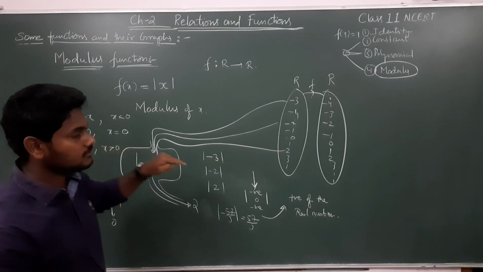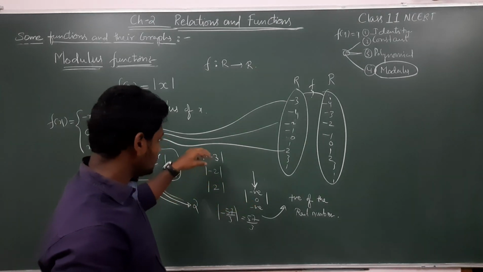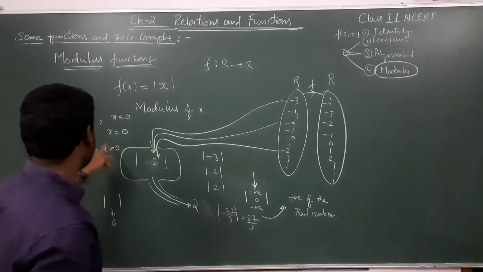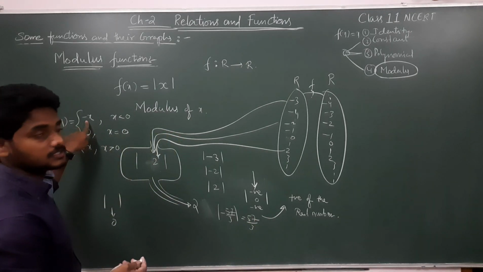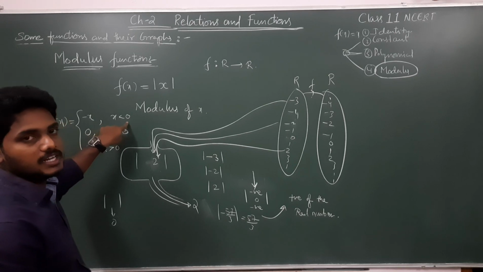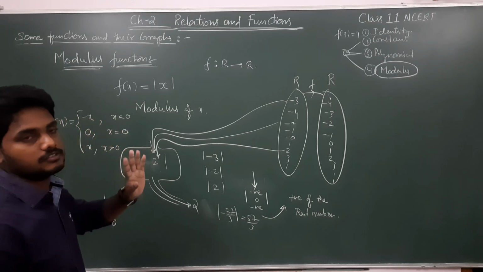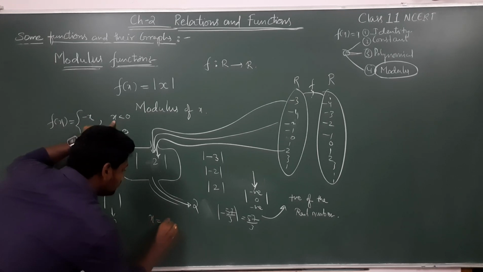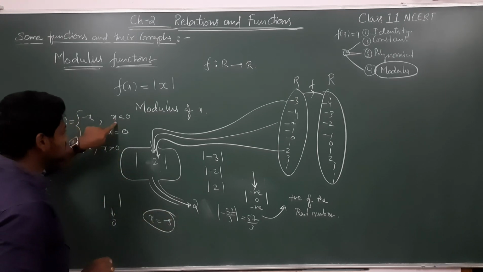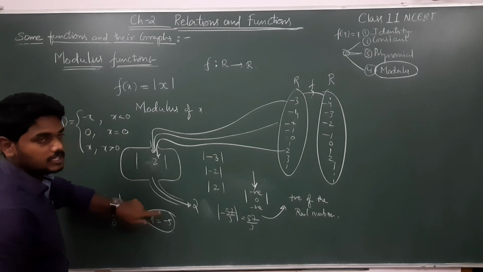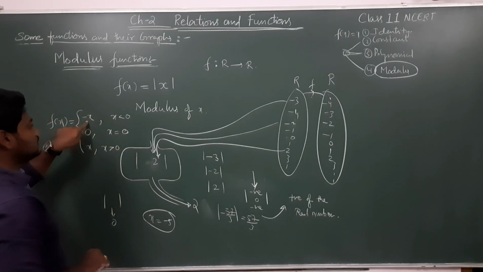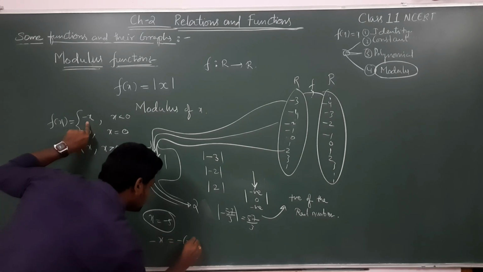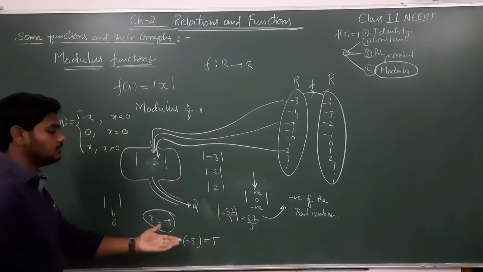But here you can ask a question. Sir, you said whatever number we put, we always get a positive, but you have written minus x. Why minus x? Take any number less than 0, say minus 5. What is the x value? The x value is minus 5. If x is negative, less than 0, then minus x means minus of minus 5, which is equal to 5.